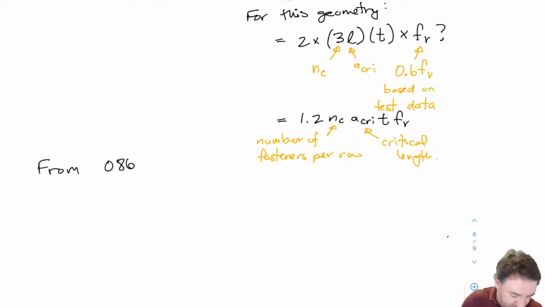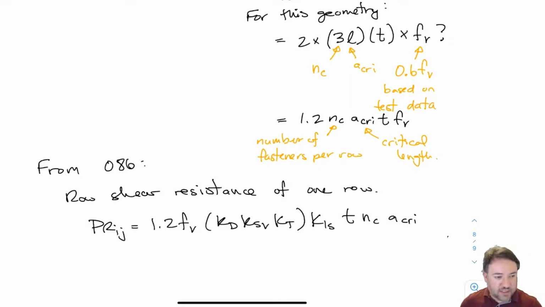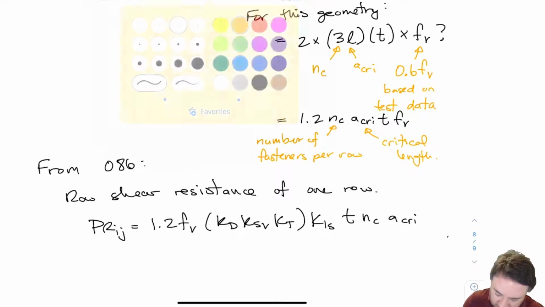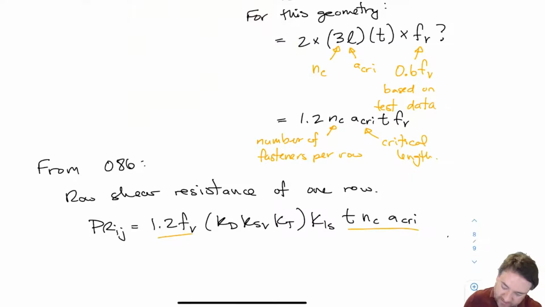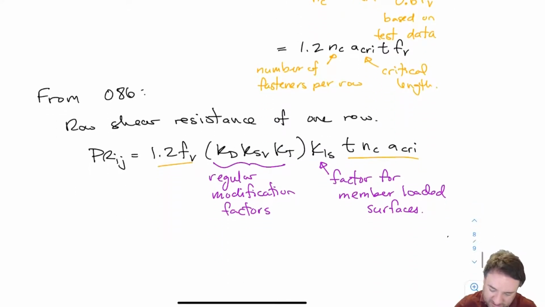Okay, so that's what we might come up with if we started from a mechanics approach. How is it in O86? In the standard, this is the equation that we get. You'll notice the parts that we just came up with, these and these, were from the equation above. And then in addition to that, we have KD, KSF, KSV, the service factor for shear, times KT. So you know how to find those from before. And then we have this extra factor, KLS, which we're going to talk about in a minute. You can't really tell exactly what KLS means from the name: factor for member-loaded surfaces. We're going to look at that in a second.